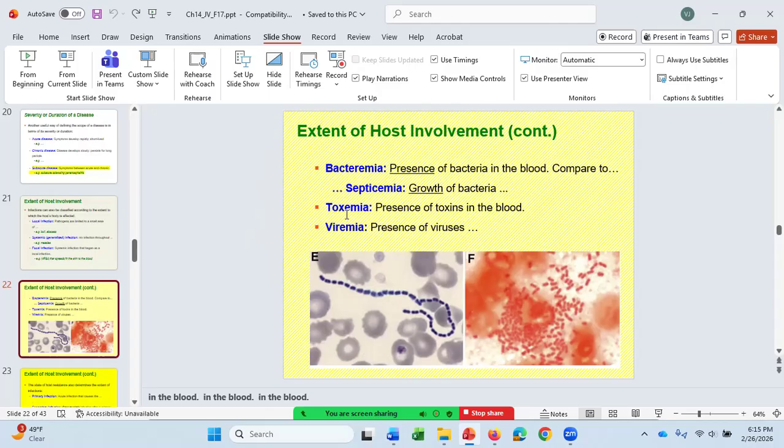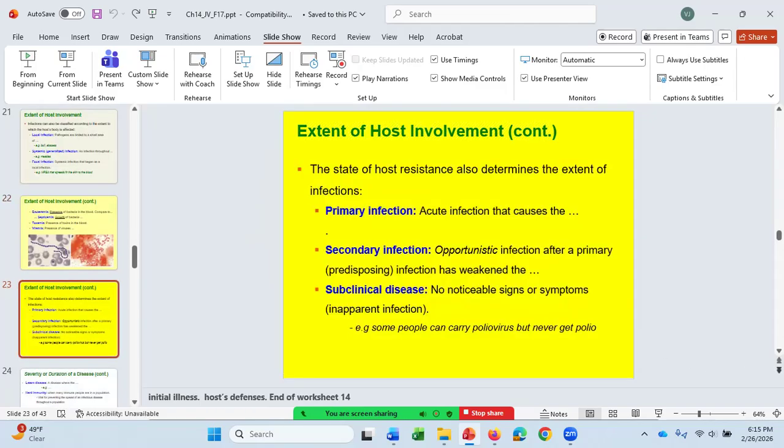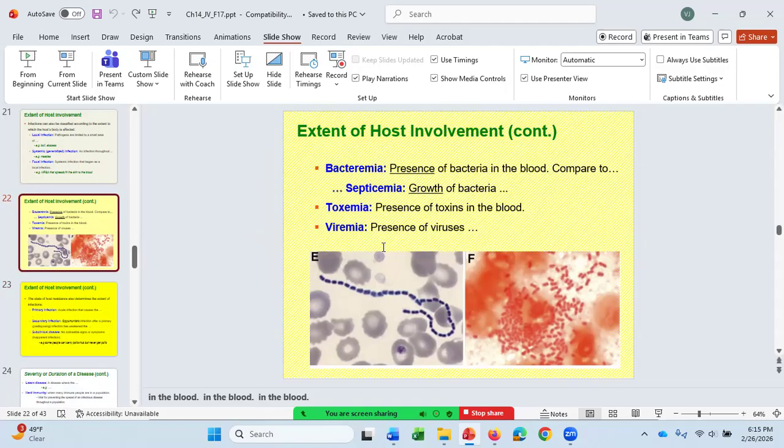Toxemia, presence of toxins in the blood. Viremia, presence of viruses in the blood. Any question about any of these terms? What was septicemia again? The ability of the bacteria to grow in the blood. Growth of bacteria in the blood. So you can actually measure the growth of the bacteria in the blood.